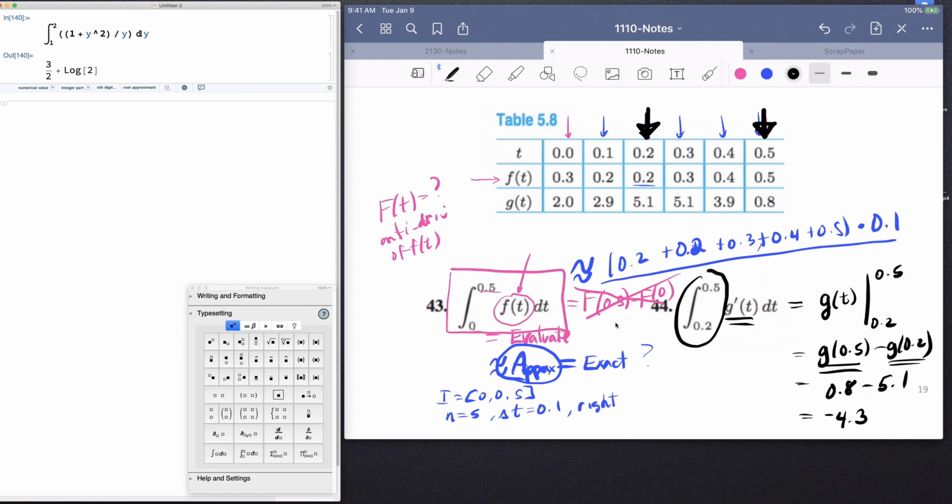Okay, so it is possible to find this answer exactly, and we're reminded of the fact that definite integrals don't have to come out to be positive numbers. They can be negative numbers.